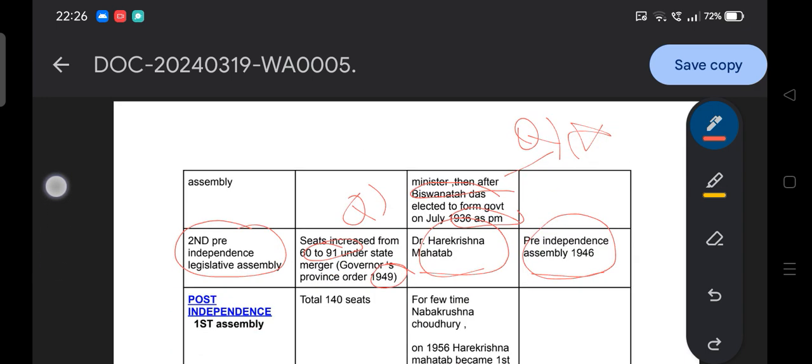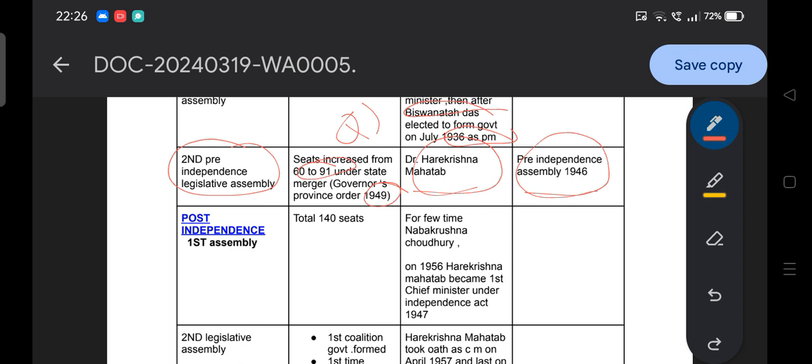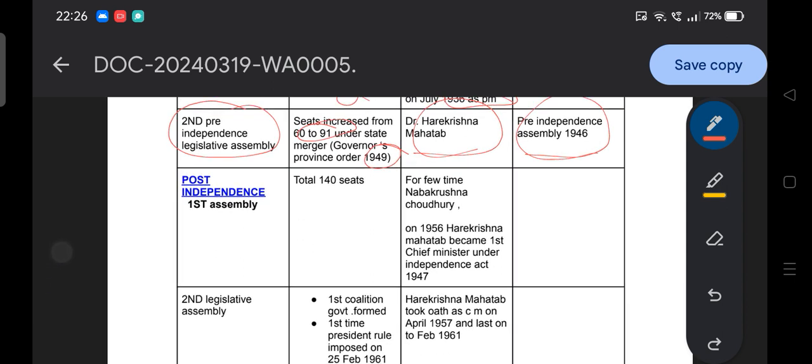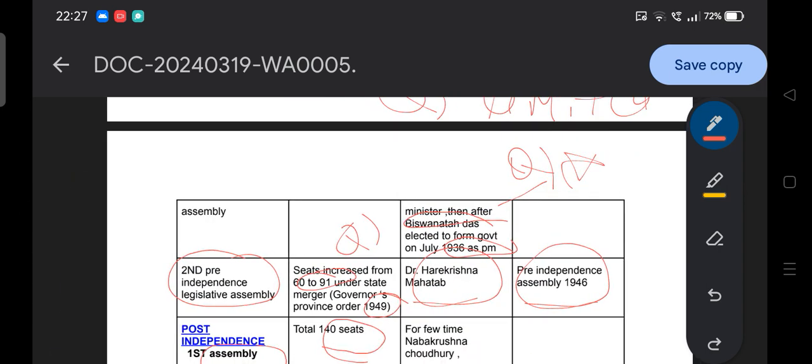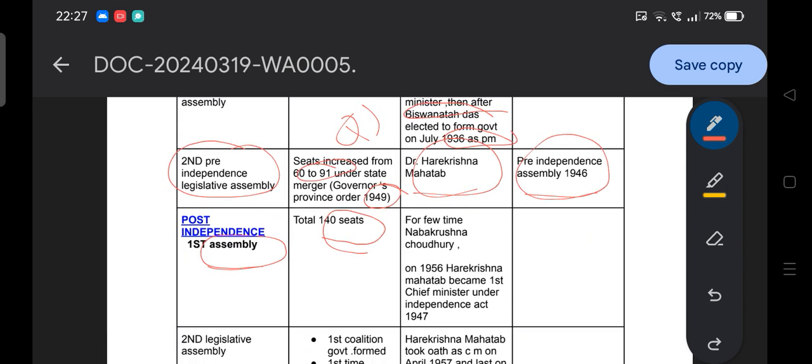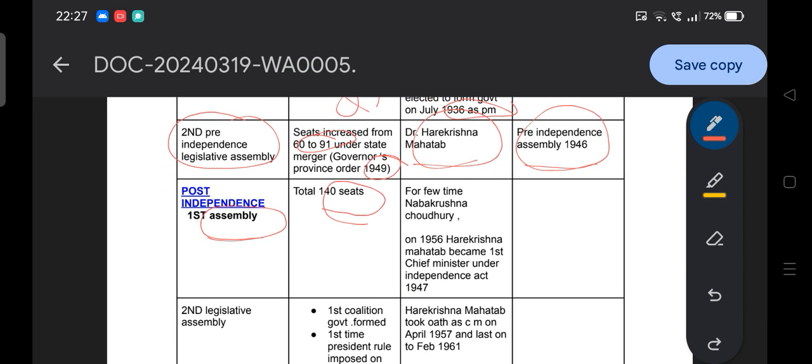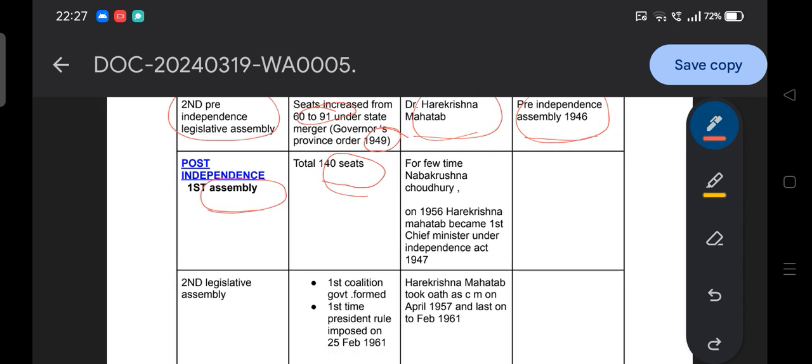Now we will see the post-independence period. After our country became independent, we will discuss all the important legislative assemblies specific to Odisha. So first we will see the post-independence first assembly. In that first assembly the seats were 140. If you see, pre-independence first it was 60, then 91, then in the post-independence era the seats of the legislative assembly became 140. They can ask the question, how many seats were there during the post-independence legislative assembly? That is 140.